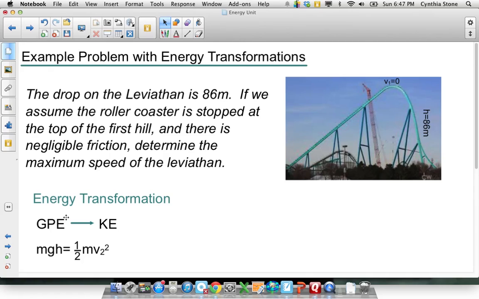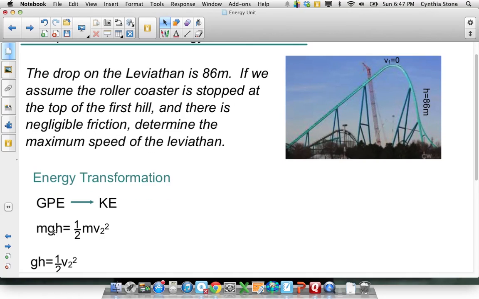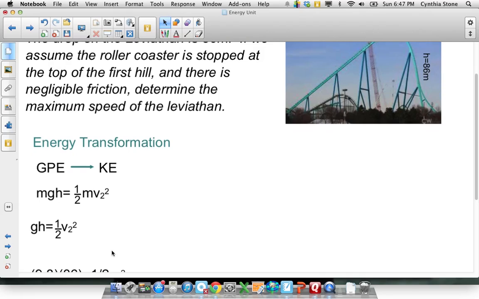So the energy transformation on the Leviathan then is gravitational turns into kinetic. There's our formula. mgh becomes 1/2 mv squared. So all this energy equals this energy. And here's the formula when you cancel again. You can almost always cancel the m's out of these. Okay, fairly consistent rule. And it's just a matter of rearranging it to get v squared by itself.